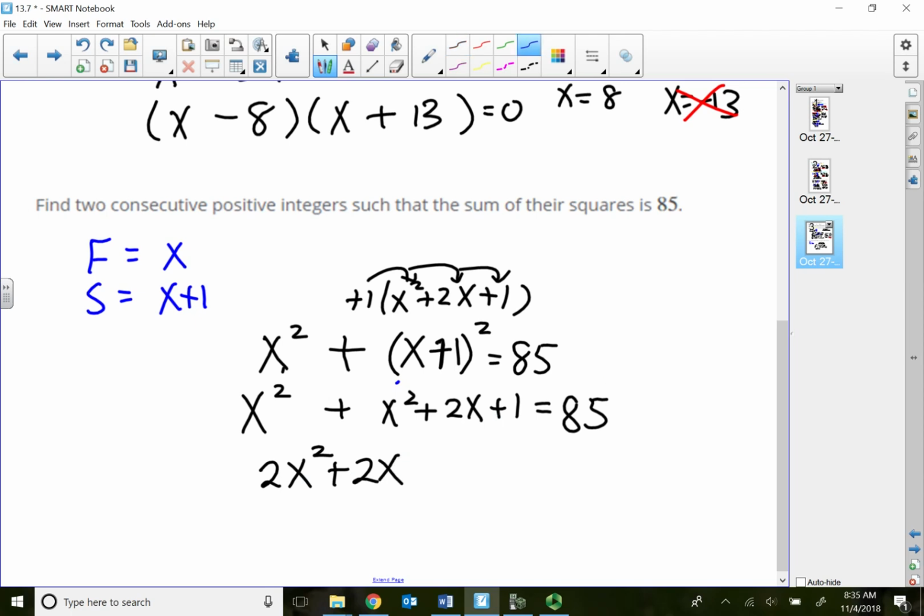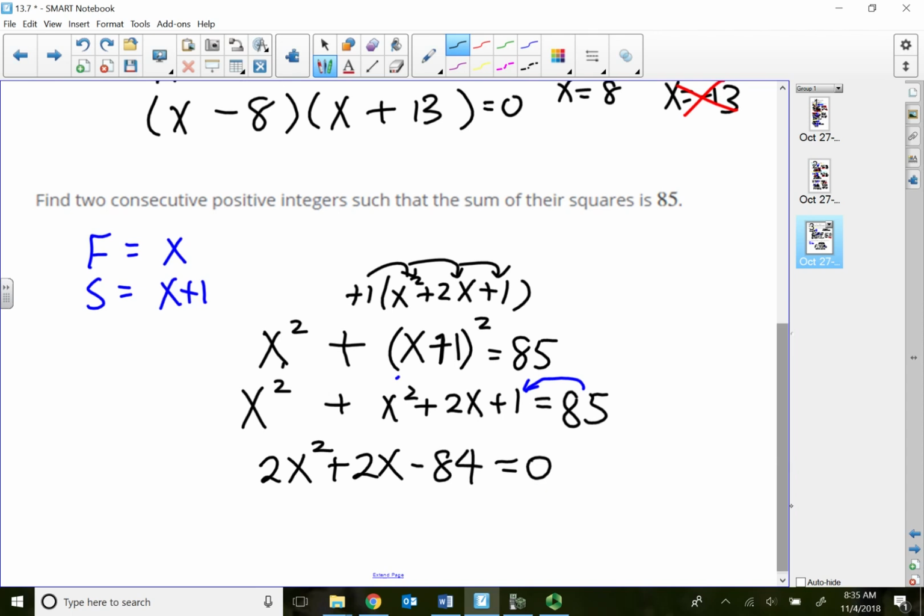I'm going to move my positive 85 over. That becomes negative on the left side. 1 minus 85 is negative 84. Instead of factoring out a 2 between these three terms, I'm going to divide every term by 2. It does the same thing as I showed you before. Once I factor out a 2, I will still end up dividing both sides by 2 to get rid of that extra factor. So this is x squared plus x minus 42 equal to 0.